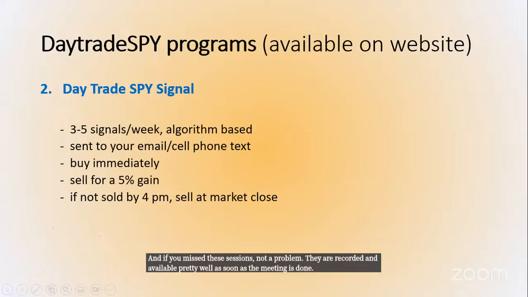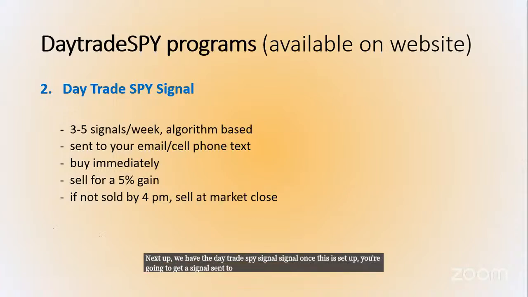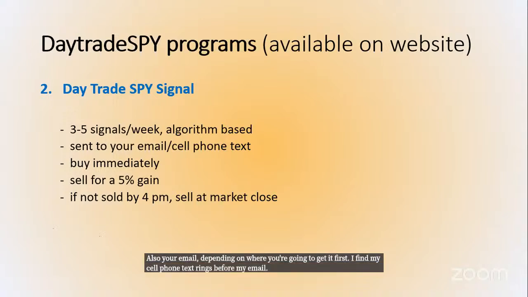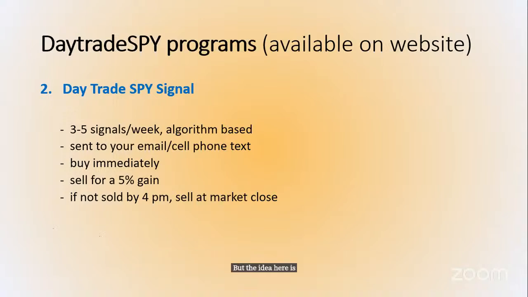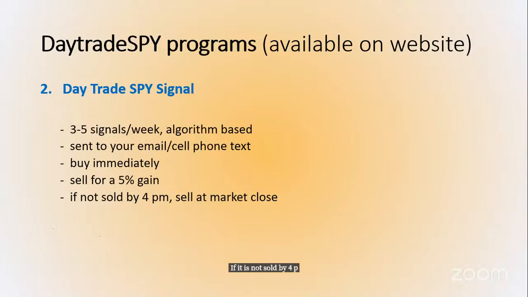Next up, we have the DayTradeSPY signal. Once this is set up, you're going to get a signal sent to your cell phone as a text. Also your email, depending on where you're going to get it first. I find my cell phone text rings before my email. But the idea here is to immediately buy it within the first 2 minutes and immediately put it for sale for a 5% profit target. It's been working extremely well. If it is not sold by 4 p.m., sell it at the market close.